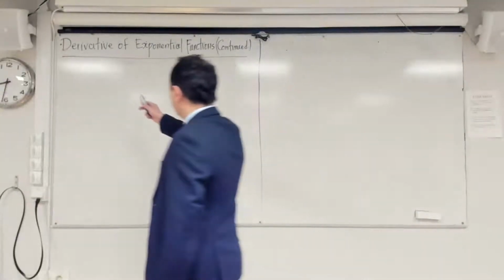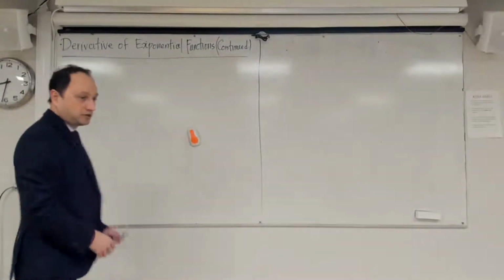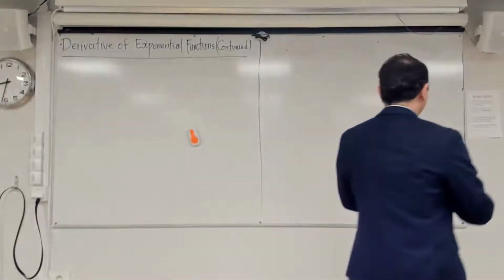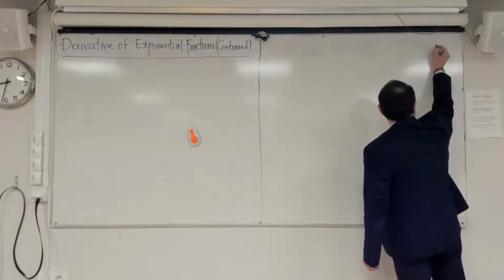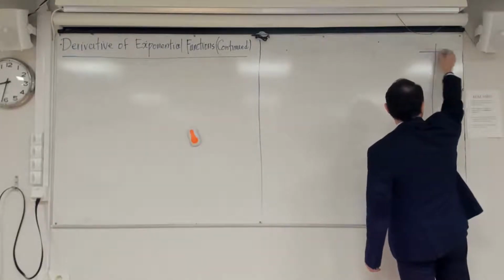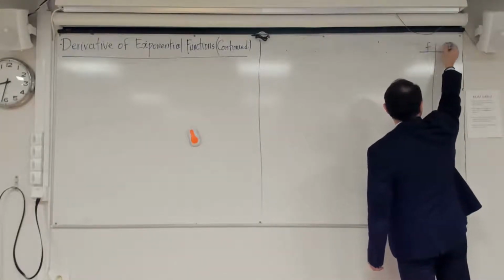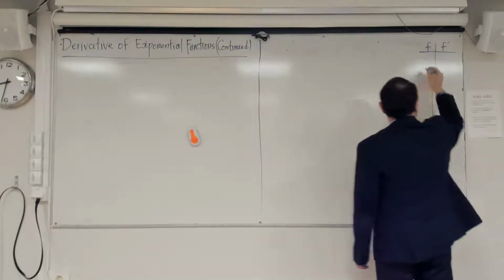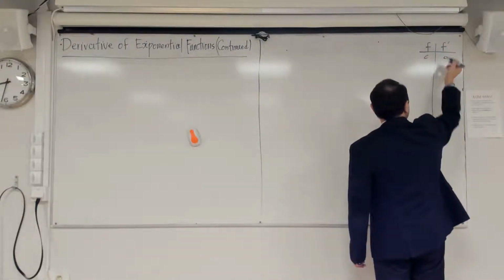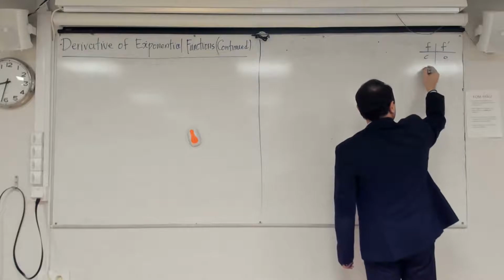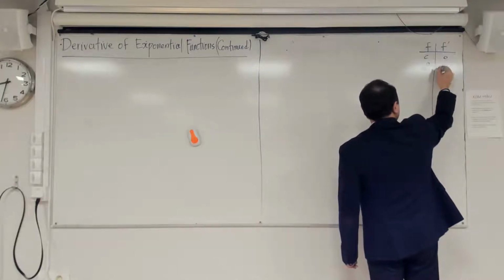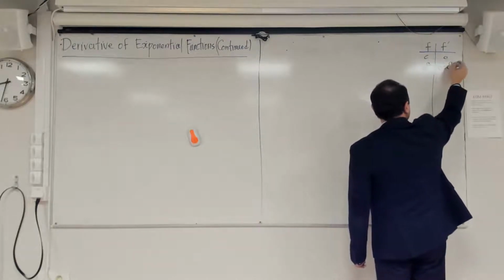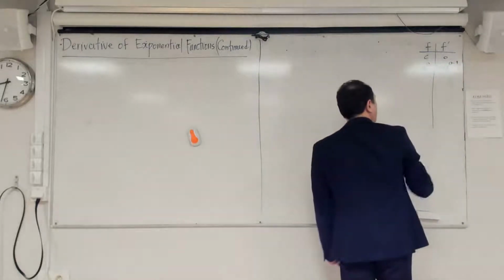Okay, so we were talking about the derivative of exponential functions. Let me just review what we have done so far. We want to complete this table. We have the function here, its derivative here. If it's a constant, its derivative is 0. If it is x to the power a, where a is a constant, a goes down, and I would write x to the power a minus 1.